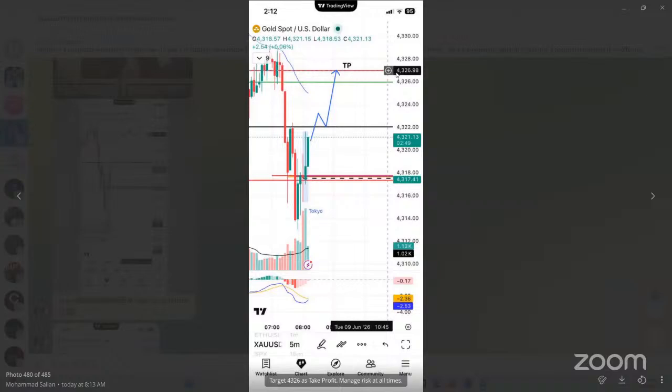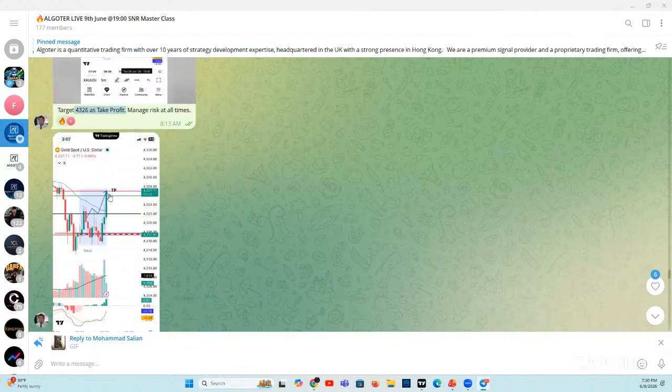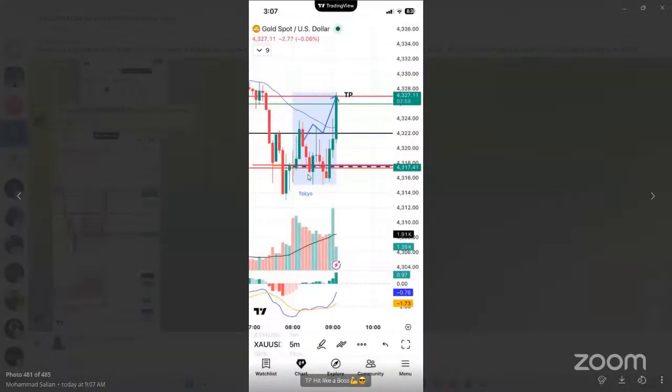Why did I say target 4326 today, this morning? What did I see that no one saw this morning? 4326 is almost the same as that. This is 4327 because price went there. There's the wick, but it hit it. 4326 TP. How did I know price is going up there? Because of this strategy, guys. This is the strategy to rule them all. One strategy to rule them all, guys.